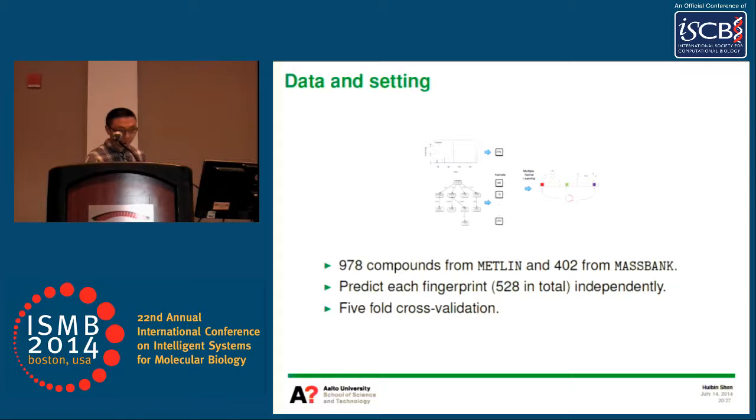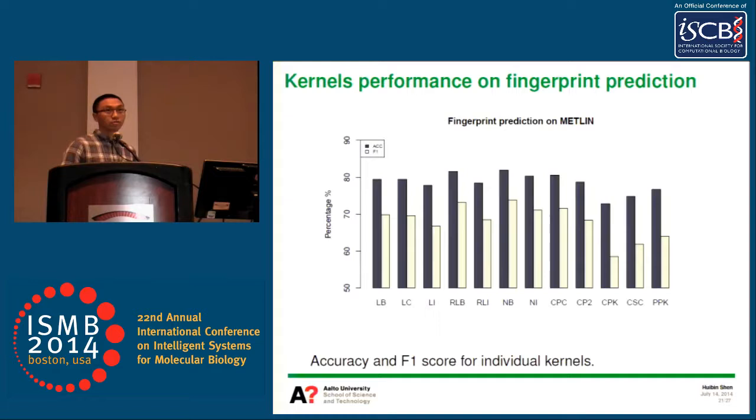This is a bar plot of each individual kernel, showing how well it can predict the fingerprint. Dark gray is accuracy and light gray is F1. It's easy to see that the node binary features perform very well compared to the others.